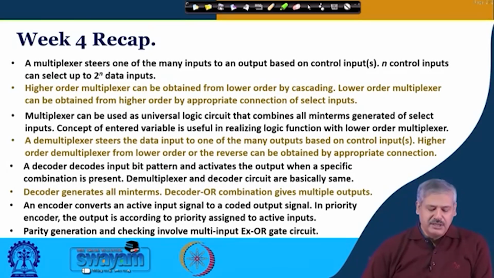And we also saw encoder. Encoder is the reverse of decoding operation, where the input signal is encoded in a certain number of bits, and in priority encoder, if a number of inputs are active simultaneously, then according to the priority assigned, one of the inputs gets encoded to the output. And we also looked at parity generation and checking using XOR gate, and we found that it is useful for detecting one bit error in the transmission or in the bit pattern.